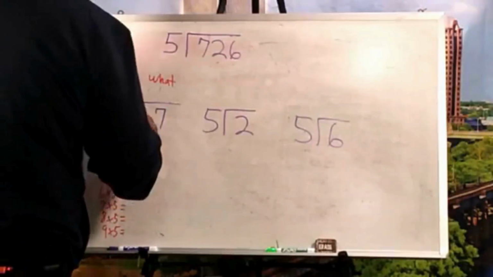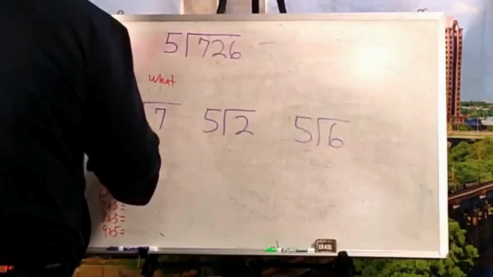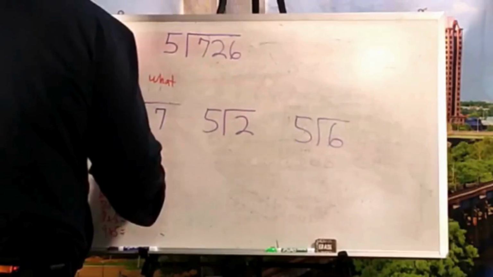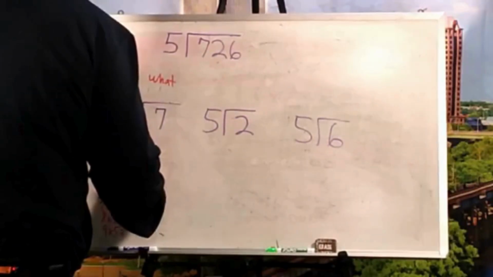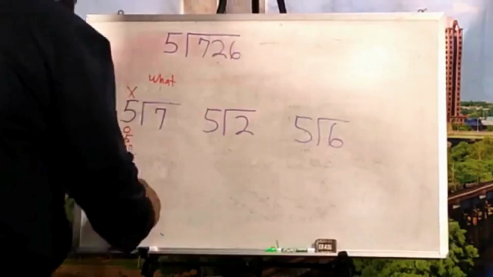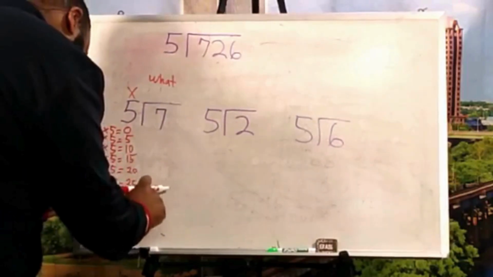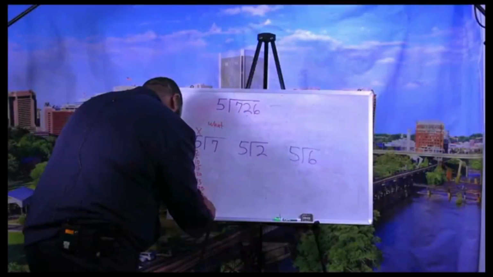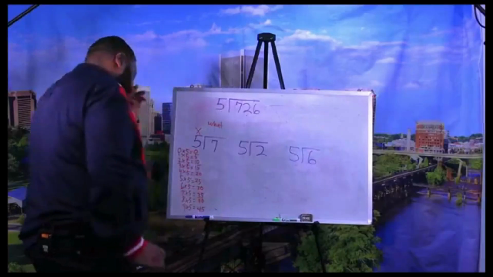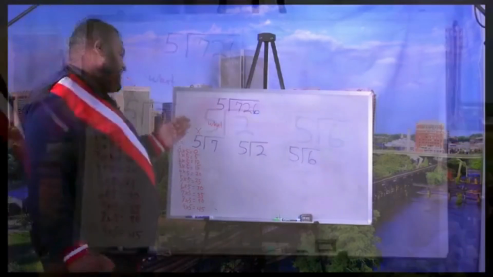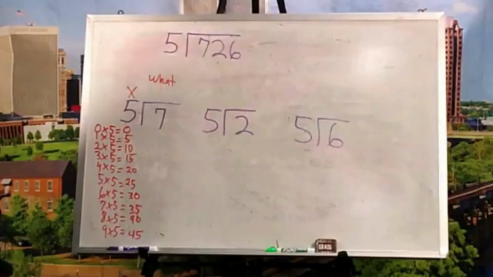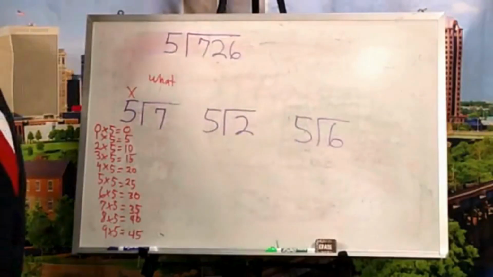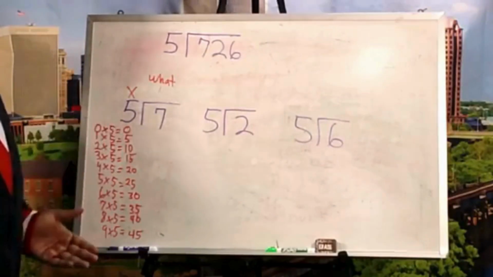So what we got right here, that's going to be 0, 5, 10, 15, 20, 25, 30, 35, 40, 45. All I did, this is what I call a pick and choose chart. It's called a pick and choose chart. On my pick and choose chart, all I'm doing right now is just showing my multiplication facts.